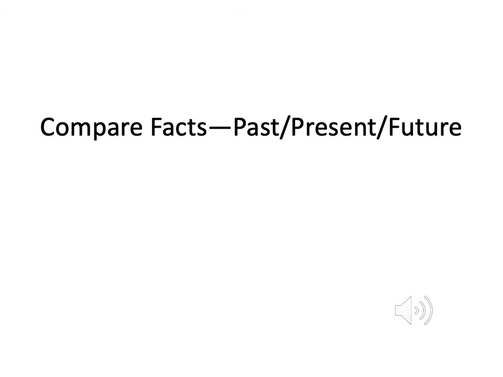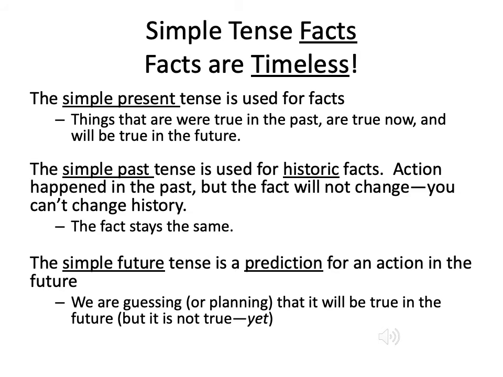Another confusing thing about the simple tense is in the area of facts. So we're going to compare facts in the past, present, and future. We use the simple tense for facts. Facts are timeless. That means they are true for all periods of time, past, present, and future. The simple present tense is for facts. These are things that were true in the past, are true now, and will be true in the future.